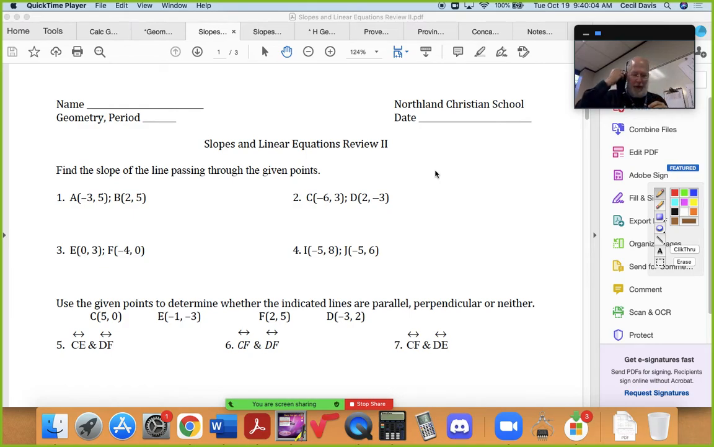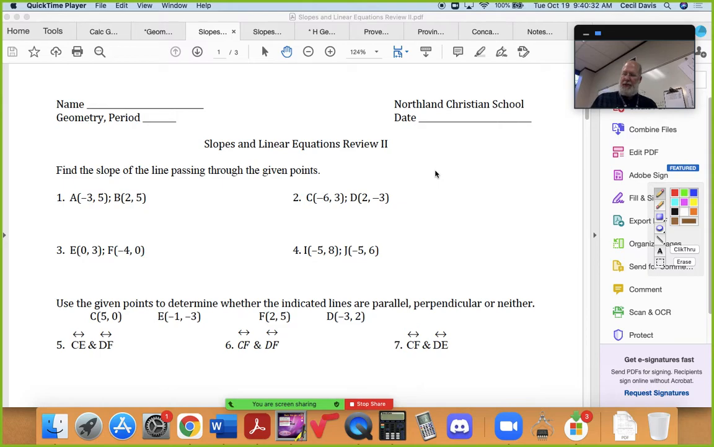Okay, on the homework, number 1, the slope is 0. Number 2 is negative 3/4. Number 3 is positive 3/4. Number 4, the slope is undefined. Number 5, the slope of CE is 1/2. The slope of DF is 3/5, so those are neither parallel nor perpendicular.